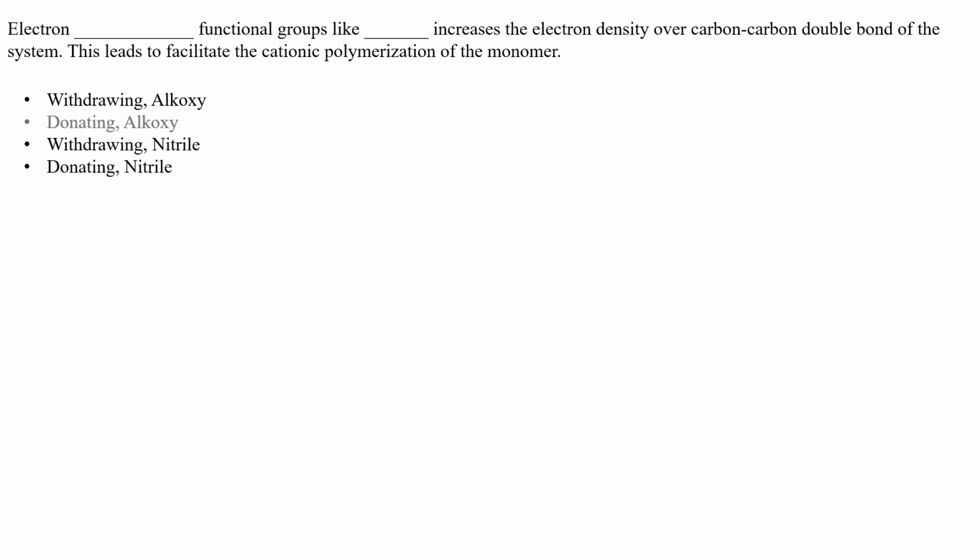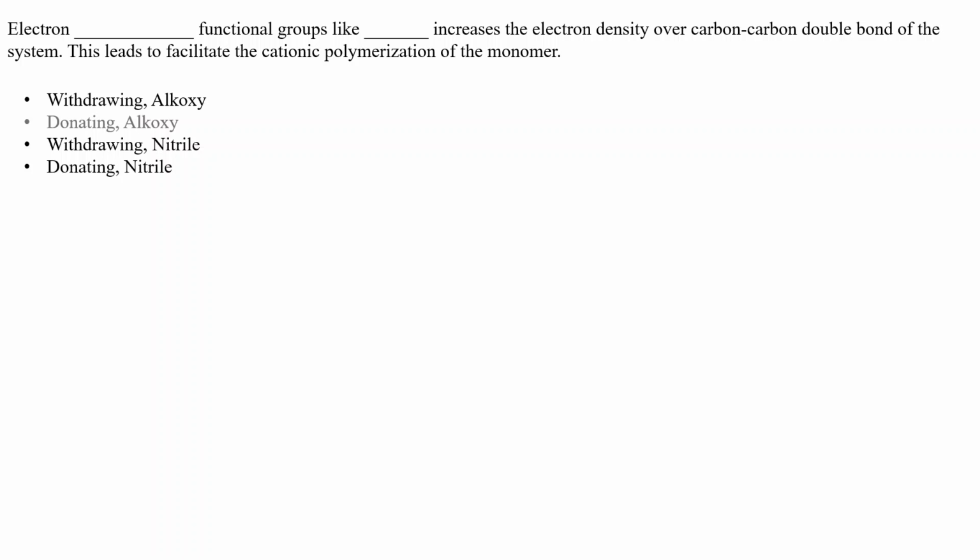So here again, after reading the question statement, you can see that electron density is increasing over the carbon-carbon double bond, which means that the species is donating electron pairs to the carbon-carbon double bond. So the option which matches this is electron donating functional groups. So the first blank should be donating functional groups like, and since there are only two groups given here, nitriles participate in the anionic polymerization process.